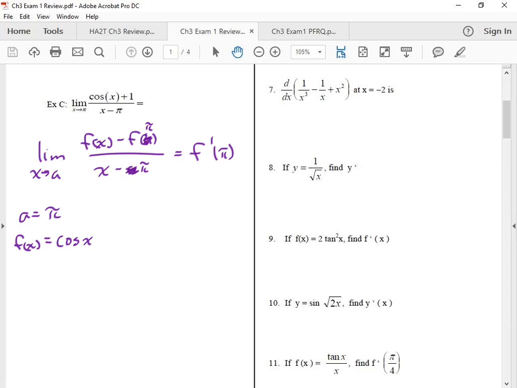All right, so now you just have to take the derivative of cosine x. What is the derivative of cosine x? So you get negative sine x. And then I'm plugging pi into that. So I got f prime. I plug pi into it. And I get negative sine of pi. Sine of pi is 0. Wait. Yeah, it's 0. So this is negative 0, which is just 0.